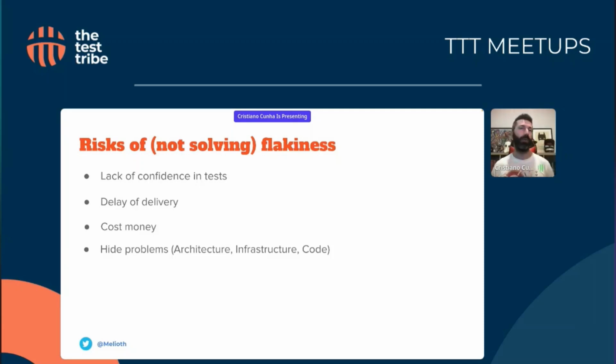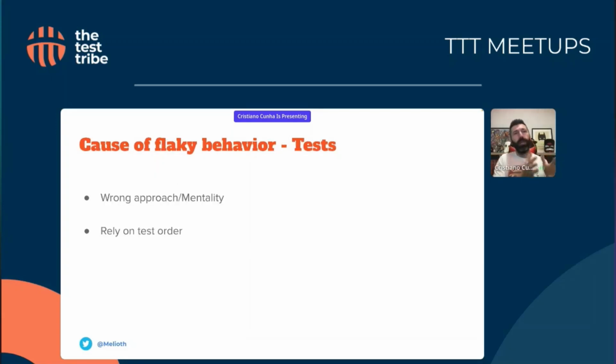It will hide problems, because if you are believing that the test is flaky and the problem of the flakiness is the test, then you probably are hiding problems in architecture, in infrastructure, in the code itself. The test must be independent, and the results of one test cannot be used in another. And if you follow this simple approach of trying to have independent tests, you will see that it will improve how you can do things.